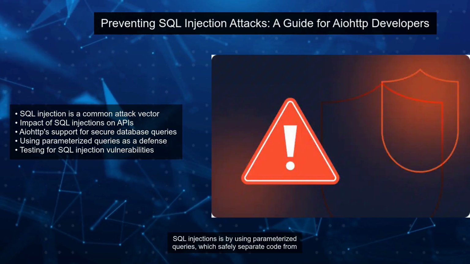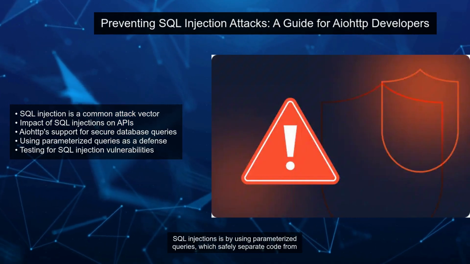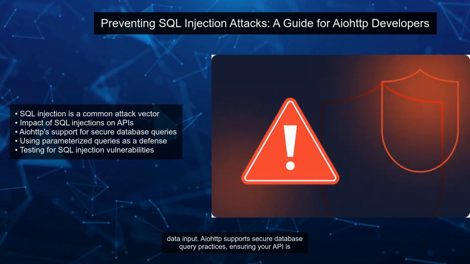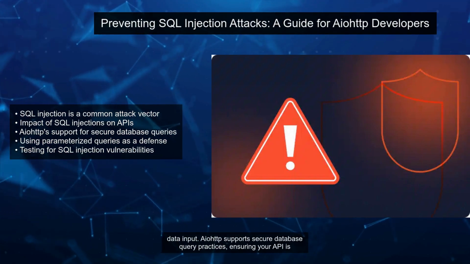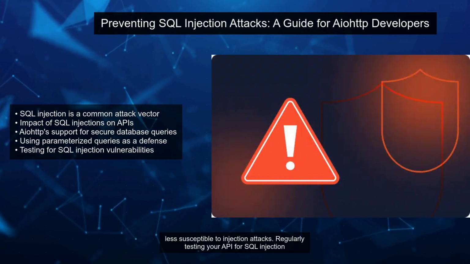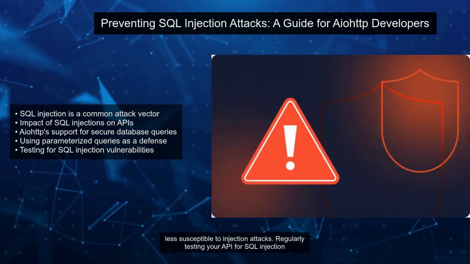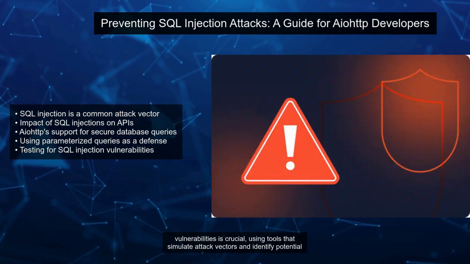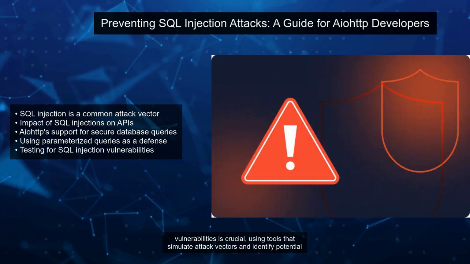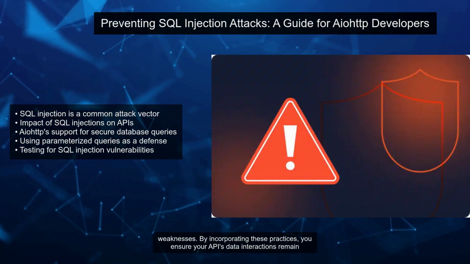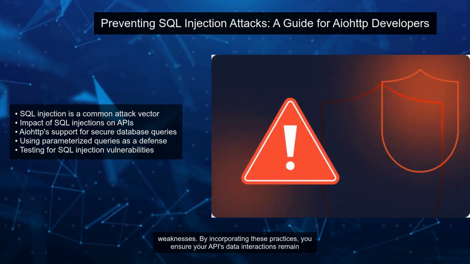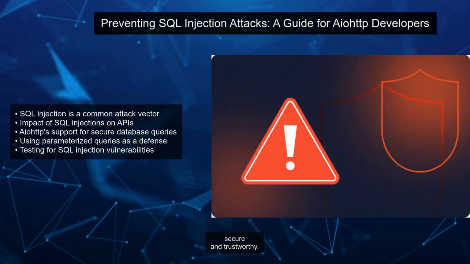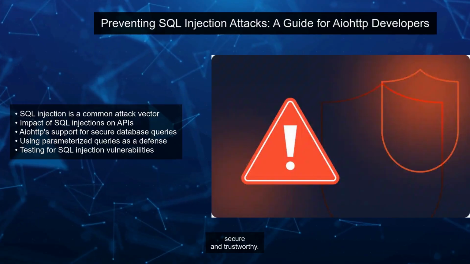The best way to defend against SQL injections is by using parameterized queries, which safely separate code from data input. Aiohttp supports secure database query practices, ensuring your API is less susceptible to injection attacks. Regularly testing your API for SQL injection vulnerabilities is crucial, using tools that simulate attack vectors and identify potential weaknesses. By incorporating these practices, you ensure your API's data interactions remain secure and trustworthy.